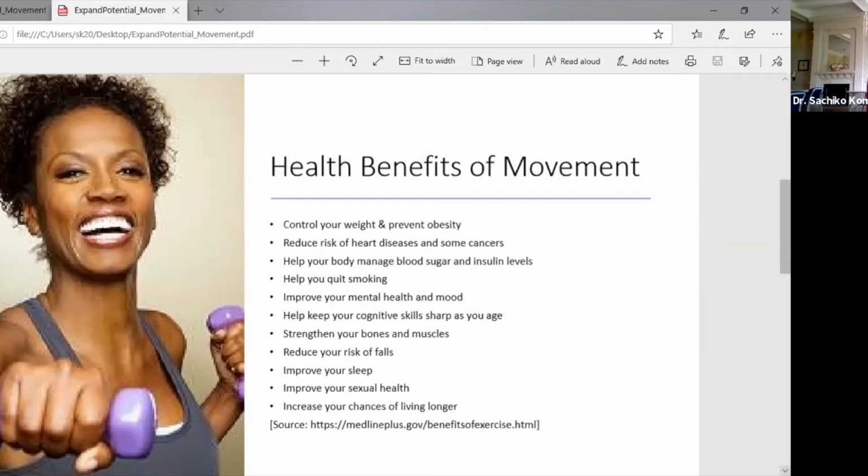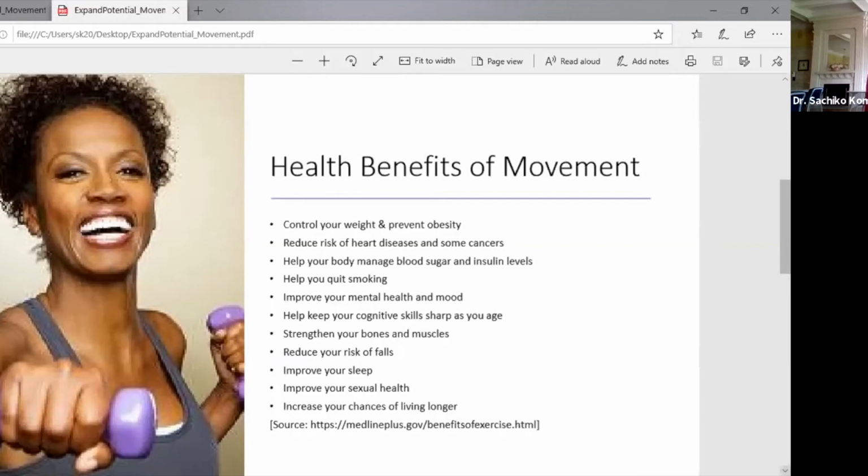Movement also helps you quit smoking, improve your mental health and mood, help keep your cognitive skills sharp as you age, strengthen your bones and muscles. If you are lucky and young enough, up until the age of 30-ish, you are still continuing to build your bone density to your maximum level. So anticipating after that, you may slightly lose some of your bone density. It is best to keep your bone density to the maximum as much as you can by being physically active.